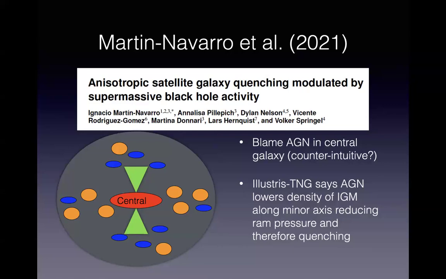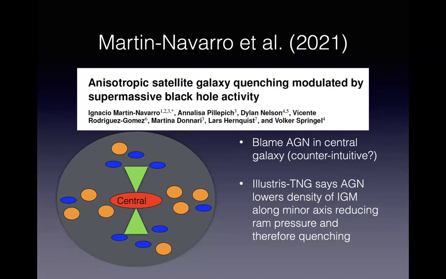So Martin Navarro blamed the AGN in the central galaxy, which sounds a little bit counterintuitive because you look at this diagram, you might think, well, these jets are hitting these galaxies here, they might quench them. So what Illustris TNG is saying, and their interpretation of that, is that the AGN lowers the density of the intergalactic medium, or the intracluster medium if we're talking about clusters, so the gas in between all of these galaxies, along the minor axis compared to the major axis.